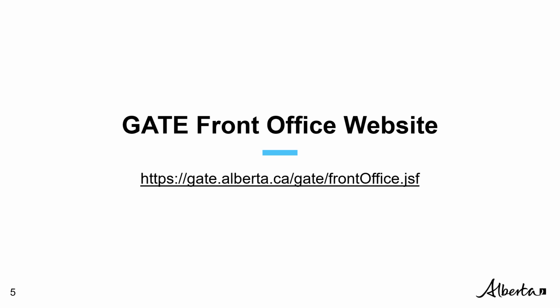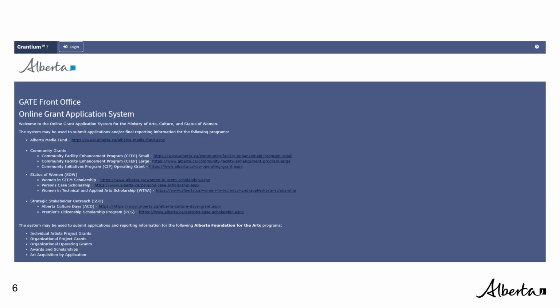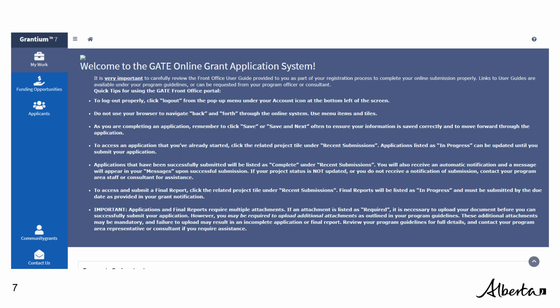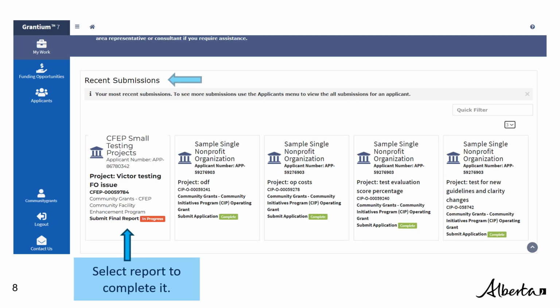To walk you through the process, please open the Gate Front Office webpage. Once you arrive at the Front Office login screen, you will need to select Login and enter your login credentials. Once you have logged in, you will arrive at the home screen. My Work should already be selected, but in case it is not, select My Work from the navigation bar on the left side of your screen. Now scroll down to the Recent Submissions section and select the final report that needs to be completed.